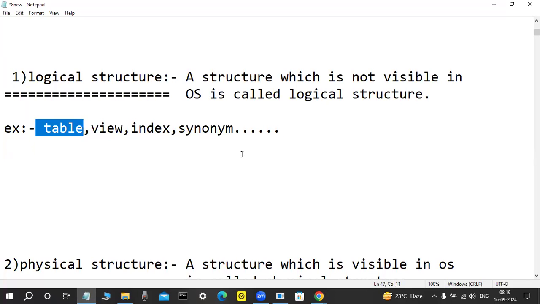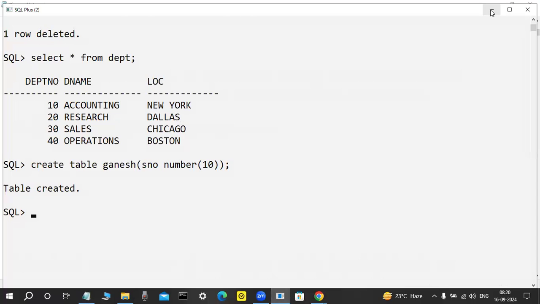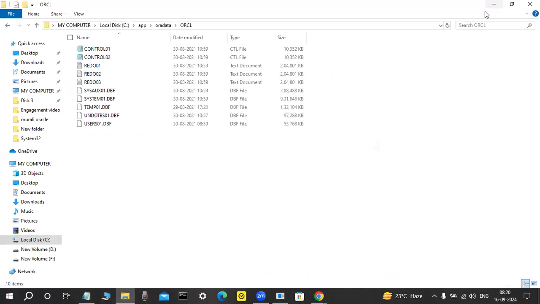Now check it out. What does physical structure mean? Just the exact opposite. I am not working on the physical structure. In a software company there is a role called database administrator: Oracle DBA, SQL Server DBA, MySQL DBA. Their job is different. Those persons work on the physical structure. What is physical structure? A structure which is visible in the operating system is called a physical structure.